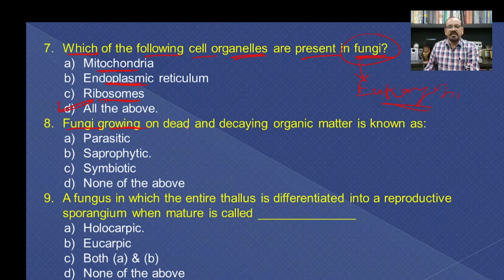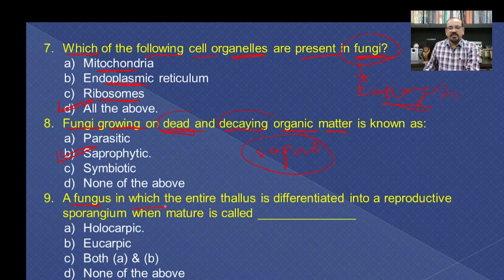Then fungi growing on the dead and decaying organic matter is known as. The organisms which are growing on dead and decaying matter are known as saprophytic, that may be the fungi or that may be the bacteria, and hence B, saprophytic, will be the answer.